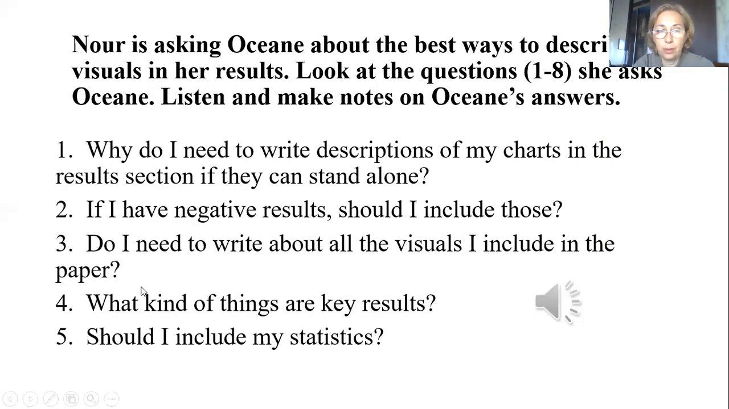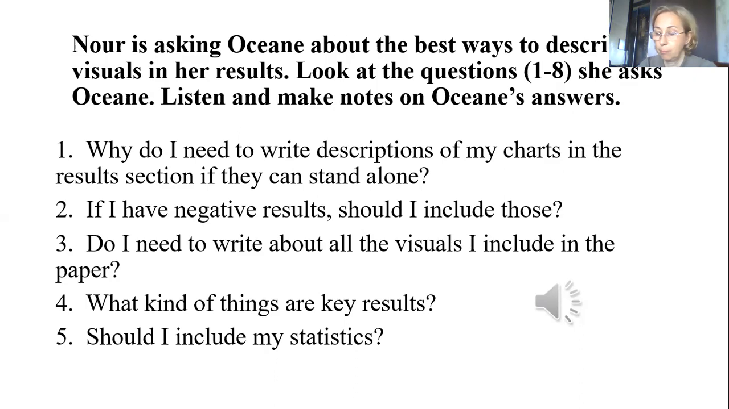So we've discussed 4 questions, and Ardak was speaking about question number 5. Ardak, will you repeat what you said? Number 5, yes. Should I include my statistics? So she should include the test name, p-value in parentheses.